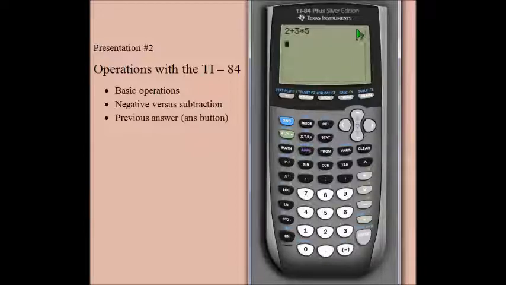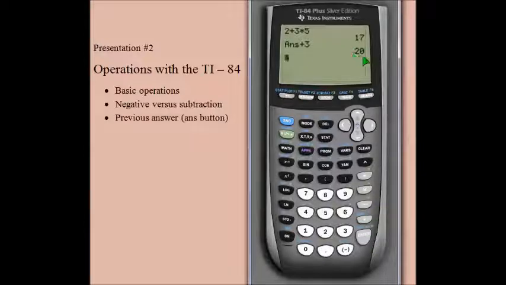Now, if I want to add a number to this, I do not need to retype 17. Let's say I want to add 3 to 17. I just hit plus, and that is my last number in the memory, 17. Plus 3 gives me 20.